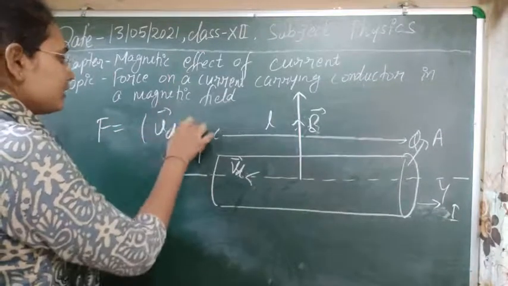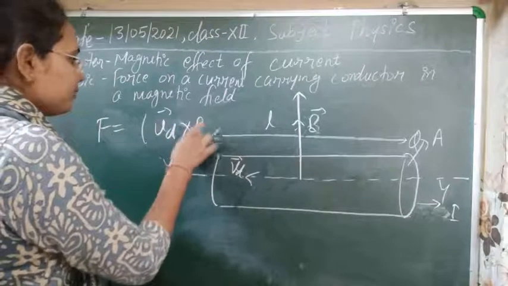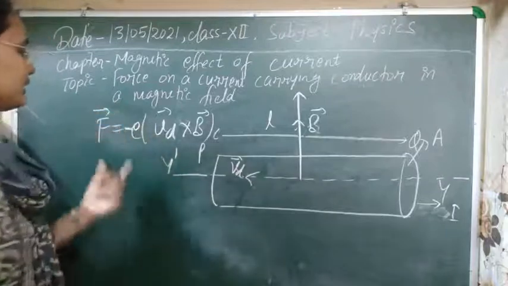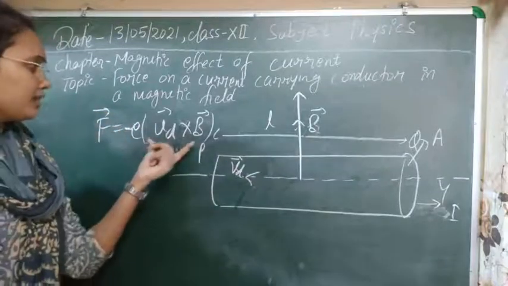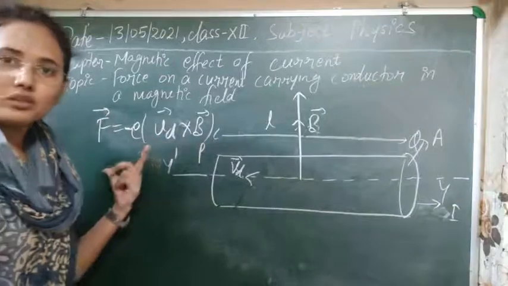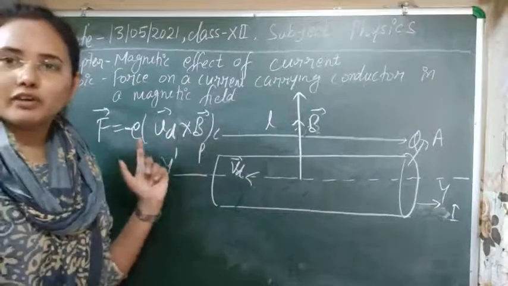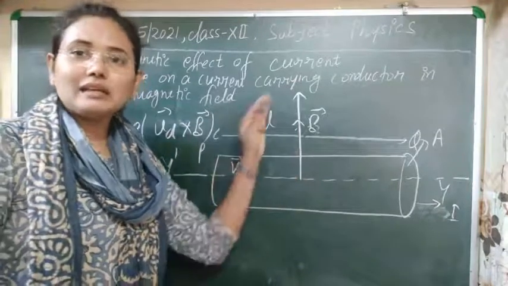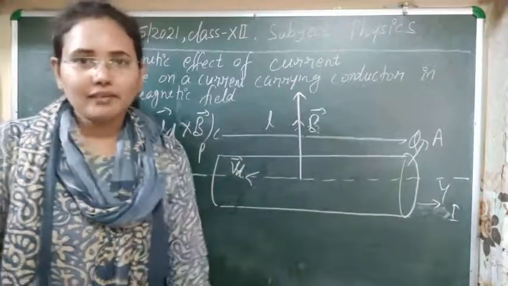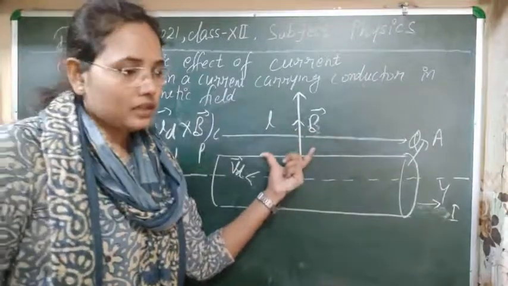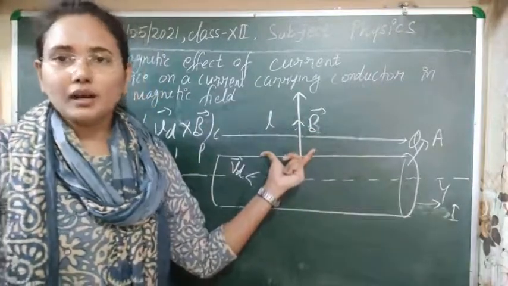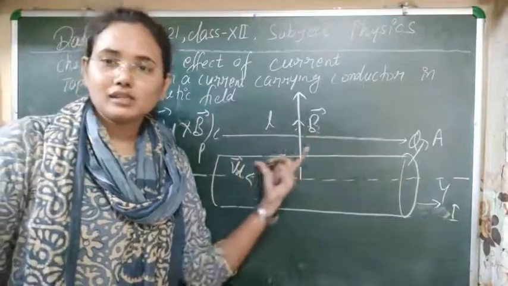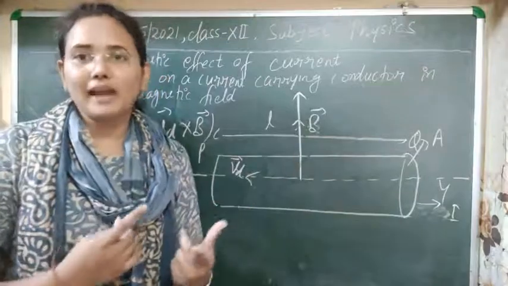So here V is Vd and this is B, the magnetic field, and as electrons carry the charge minus e, we can write F is equal to minus e Vd cross B. Clear? So this is the force experienced by one electron when it moves with this velocity in this perpendicular magnetic field B. Now let's see what will be the direction of force it will experience, and due to that force this charge carrying conductor will start to deflect.